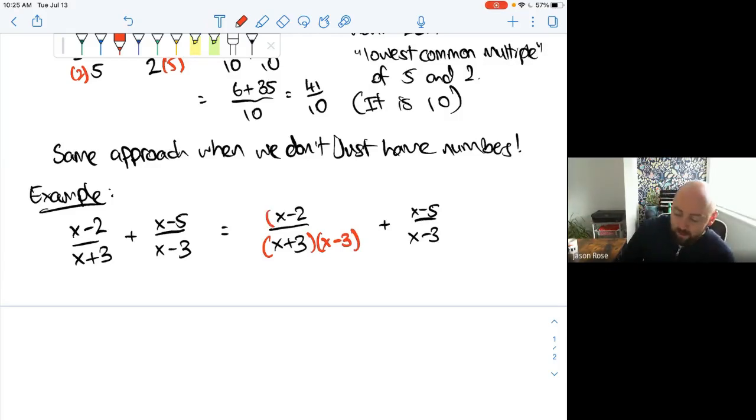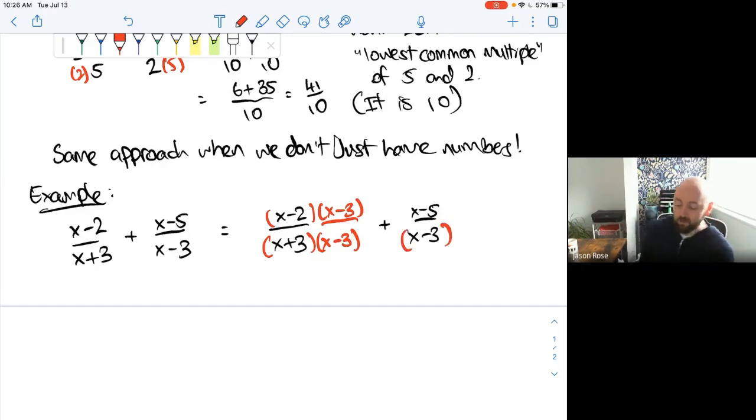But whatever I do to the bottom, I also have to do to the top. Otherwise, I'm breaking a rule. If I don't do the same thing to the top as I do to the bottom, then I'm no longer multiplying it by 1. I'm multiplying it by something else, and that changes it. I'm not allowed to actually change the value of it. I'm only allowed to manipulate how it looks a little bit. I'm multiplying it by 1, which doesn't change anything. And that 1 is x minus 3 over x minus 3, because as you can imagine, those would cancel and just leave you at 1.